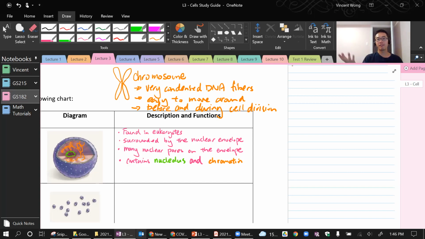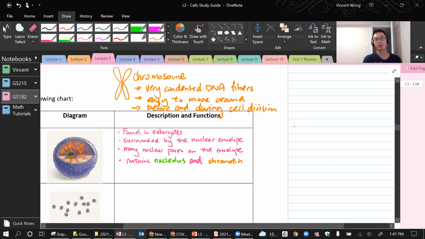So DNA fiber, think of like sewing thread. It's very fine. You can't really see it too well if it's just one thread. So that's like DNA on its own. But when you crumble it together into like a ball, then you can see it from far away. So that's basically what chromosome is. Normally when the cell is not dividing, you cannot really see the DNA fibers, but once they condense into chromosome, you can see it much easier.